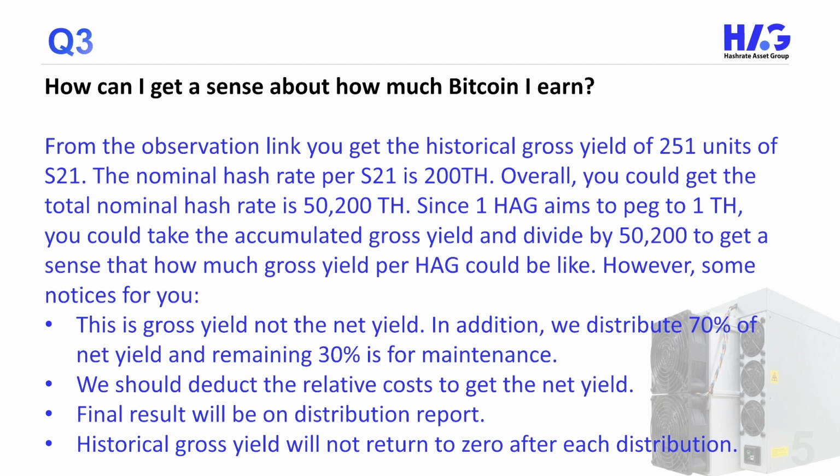And by the way, like I mentioned, the total income on the top left corner of the observation link will not go to zero after each distribution. So you could either remember the figure from last month, take the total income currently and subtract the old figure from last month to get the accumulated figure now, or you could add the daily income yourself to get the total gross yield that you want. So yeah, this is one way that you could get some sense of how much Bitcoin you could earn.